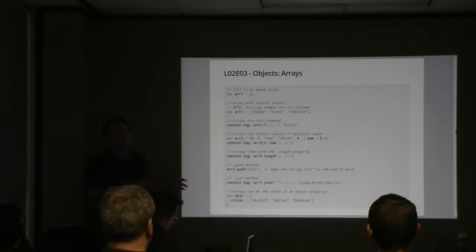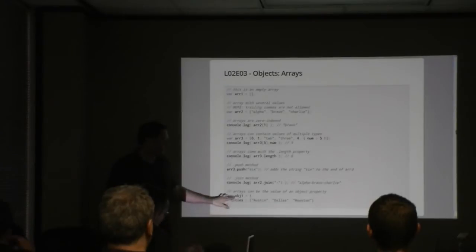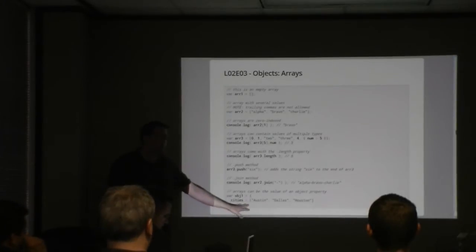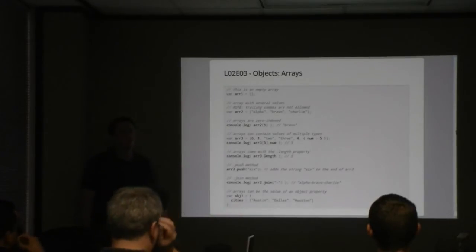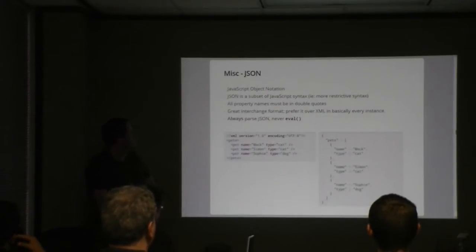An array is just like anything else. Any value of an object can be an expression, so an array can be part of an object's expression. Here we have an object with the property cities, and the value of cities is this array with 3 cities.